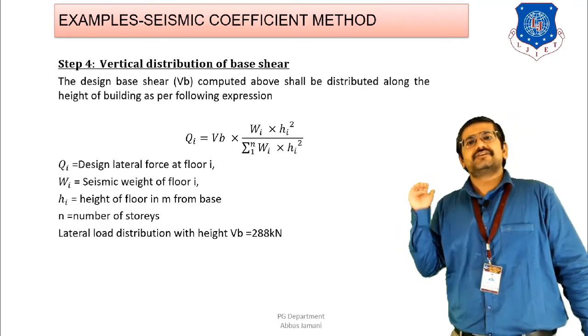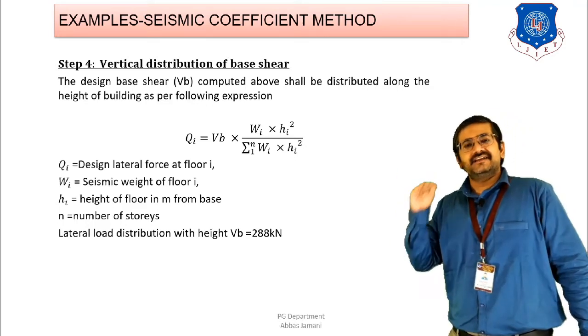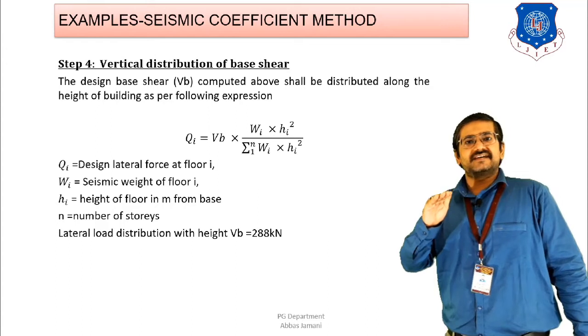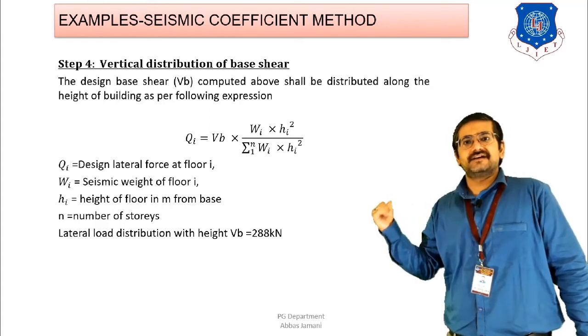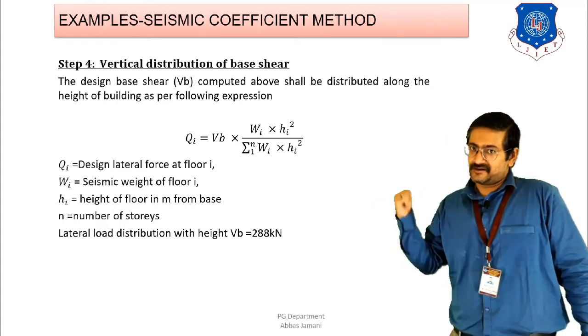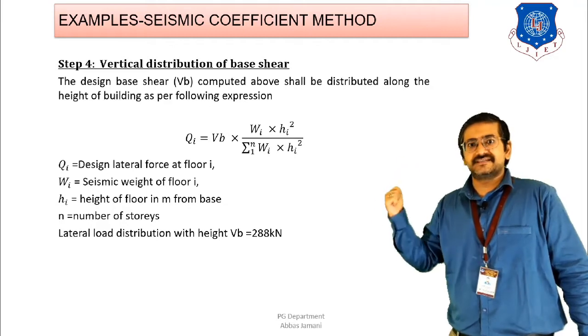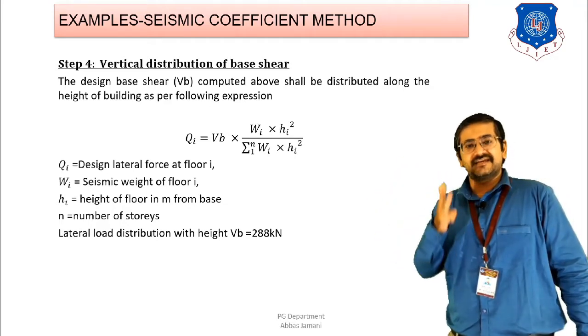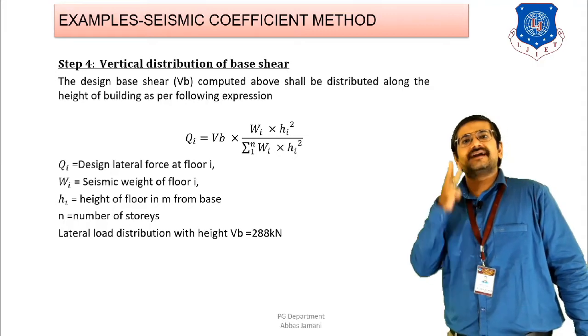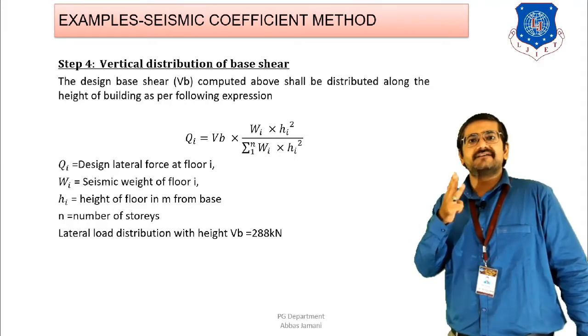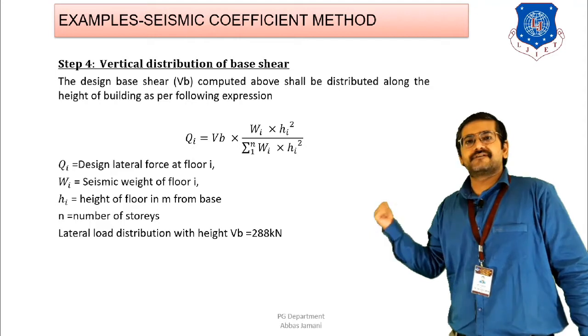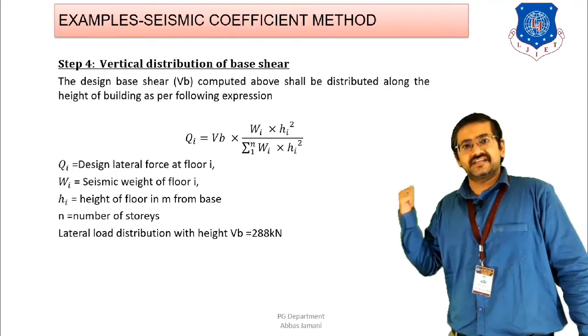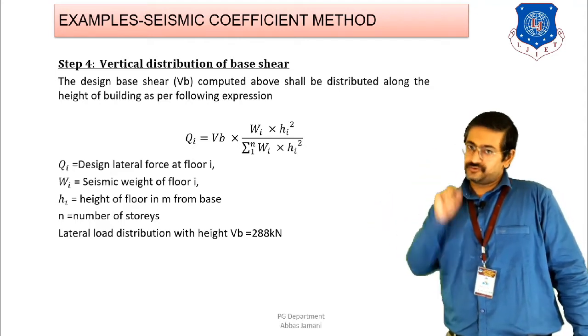Wherever the mass is going to be there, at that level the inertia is going to be there, and wherever the inertia is going to be there, at that particular level this lateral load is going to be applied, right? Since we are having a G+2 building, that is 3 slabs, mass is going to be at 3 levels. So I will get the value of Q for 3 levels, that is Q1, Q2 and Q3, right?